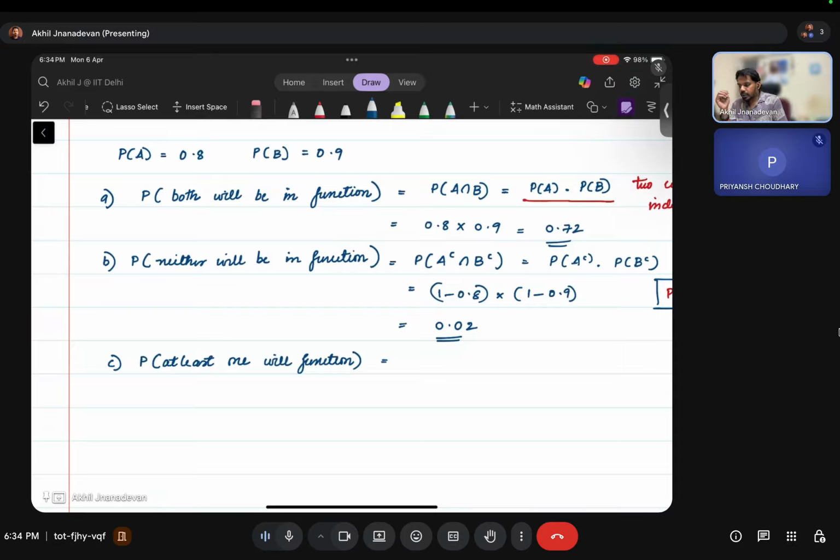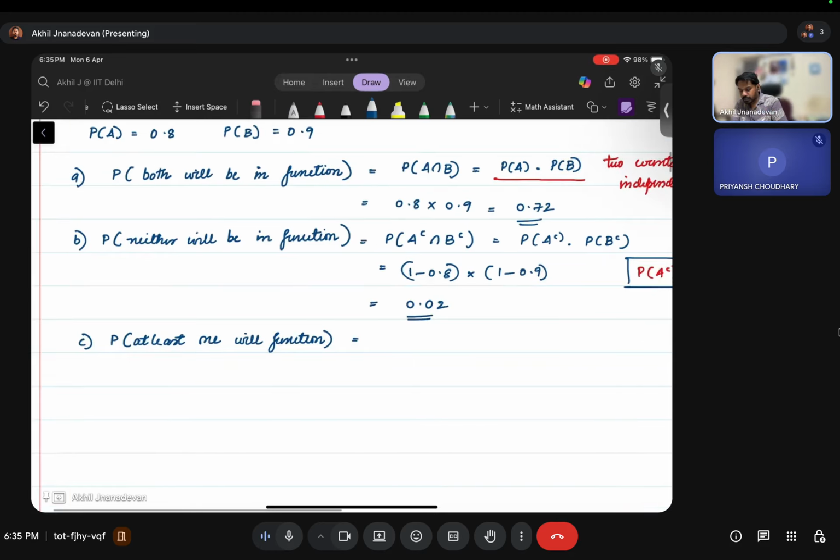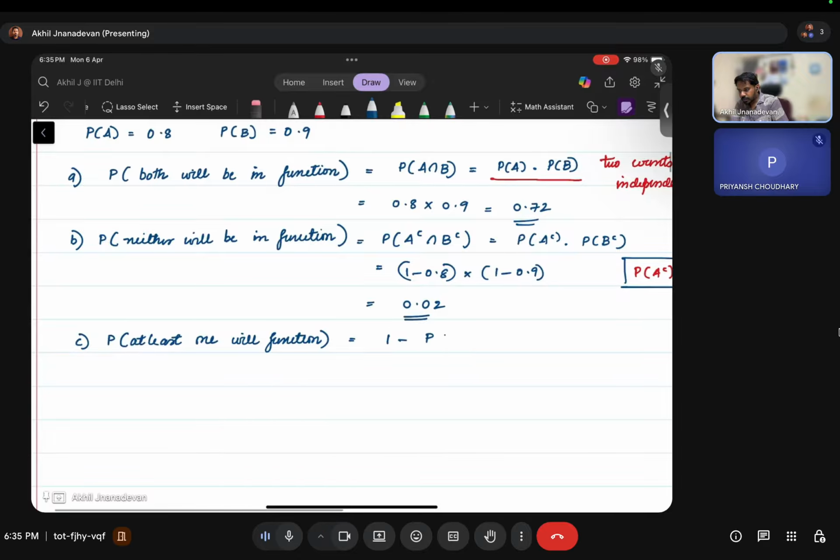So how can we find this probability? If you check the first part A, it is both will be functioning. The inverse of at least one functioning, which is what we need to find, or the complement of this, will be neither will be functioning, right? So we can say this will be equal to 1 minus the probability of neither functioning.